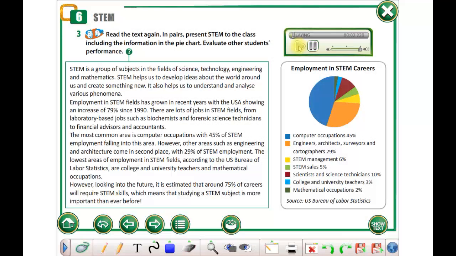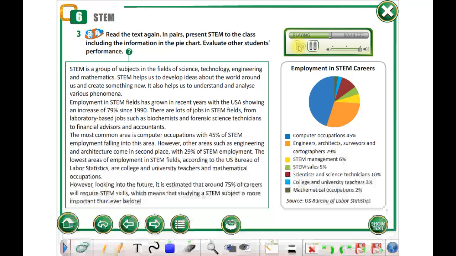STEM is a group of subjects in the fields of science, technology, engineering, and mathematics. STEM helps us to develop ideas about the world around us and create something new. It also helps us to understand and analyse various phenomena. Employment in STEM fields has grown in recent years, with the USA showing an increase of 79% since 1990. There are lots of jobs in STEM fields, from laboratory-based jobs such as biochemists and forensic science technicians, to financial advisors and accountants.